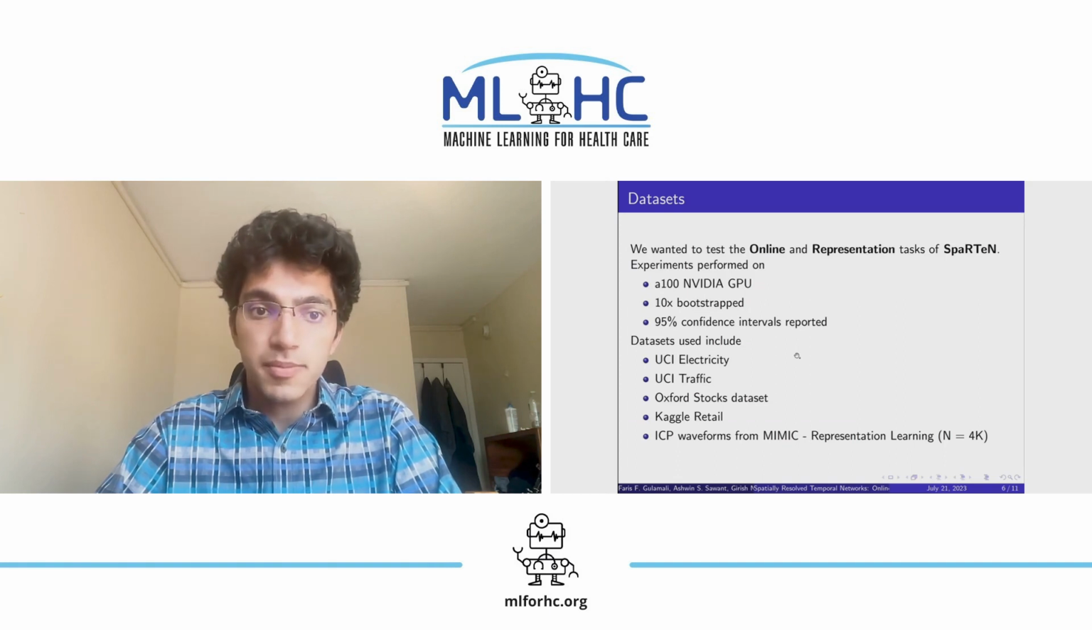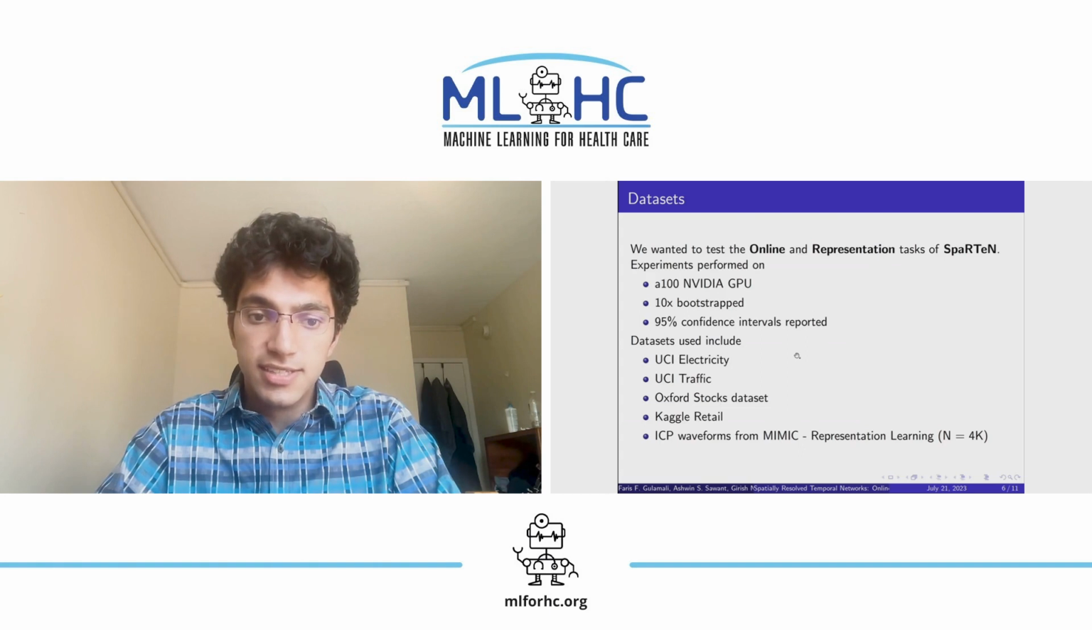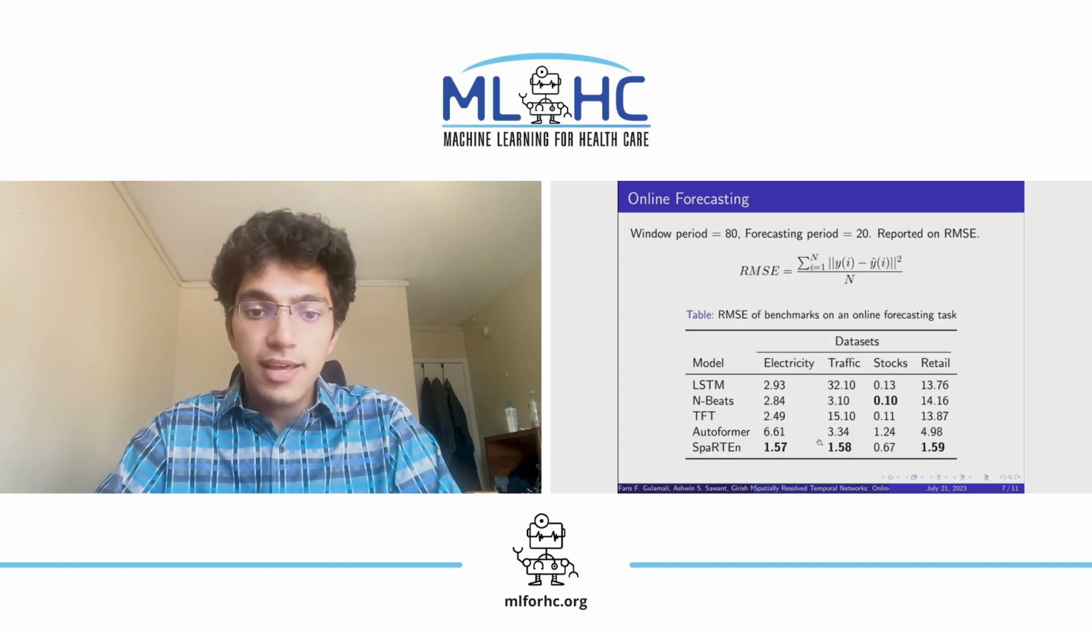And so we performed experiments on an A100 NVIDIA GPU, 10x bootstrap, and reported 95% confidence interval across 5 different data sets. And we show that first, the online forecasting ability of SpaRTEn far exceeds those of other models like LSTM and beats TF temporal fusion transformers and autoformers.